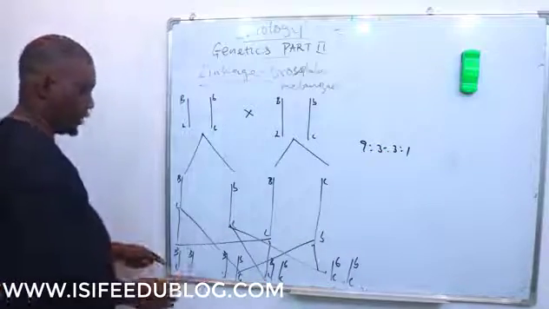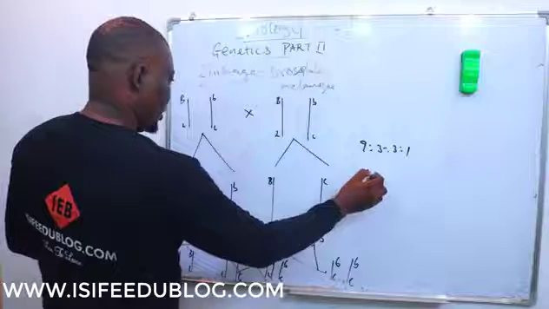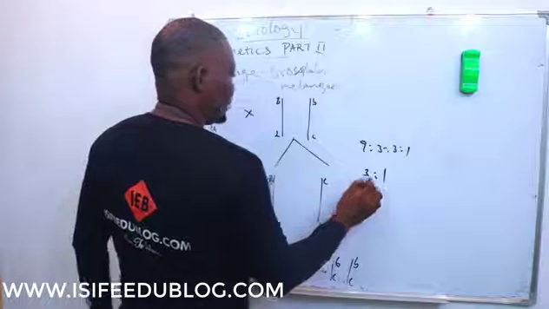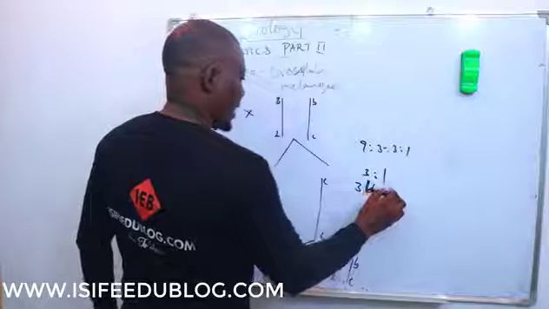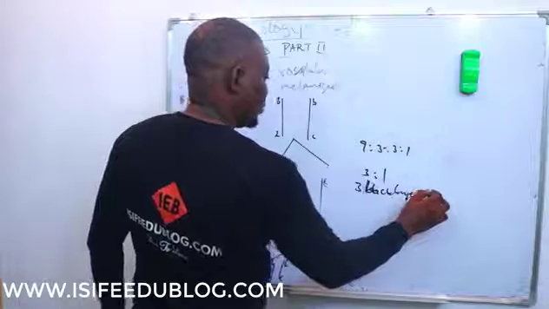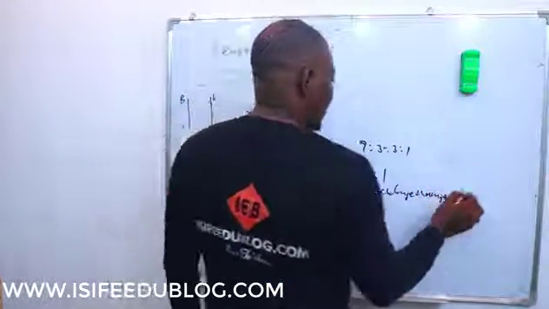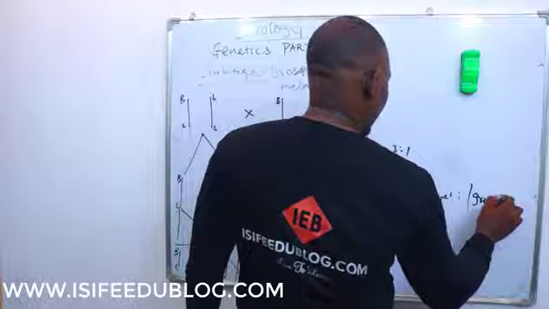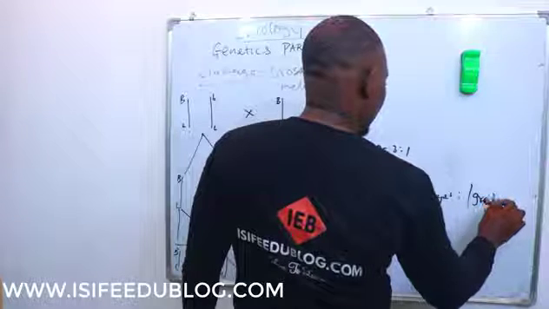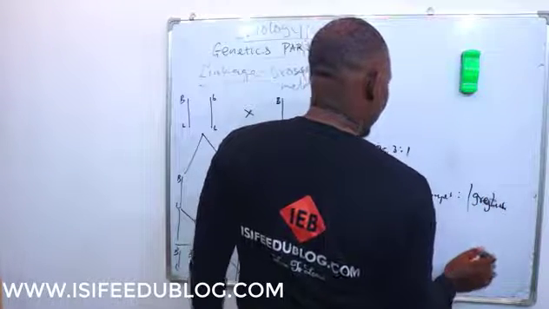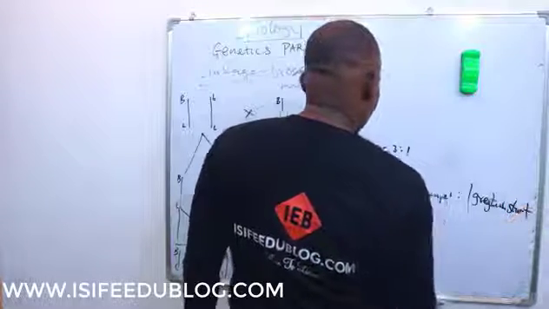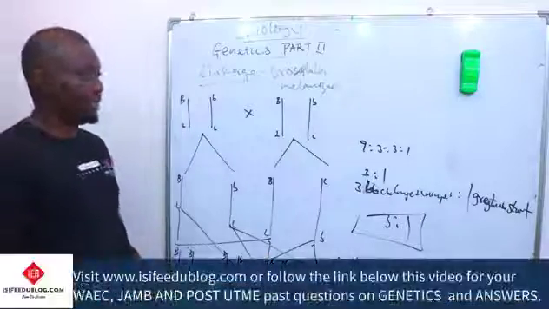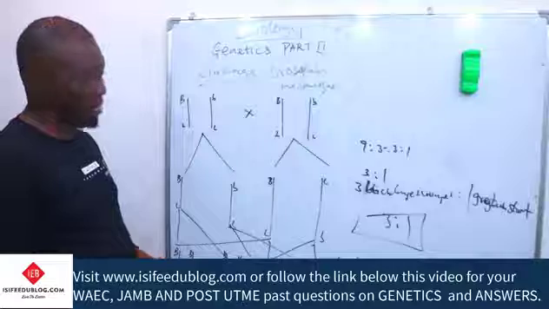we don't have that. What we have is a ratio of 3 is to 1, where we have 3 black long-winged is to 1 grayish short-winged. So that is 3 is to 1. So the inheritance deviated from Mendel's pattern. That is on Drosophila melanogaster.